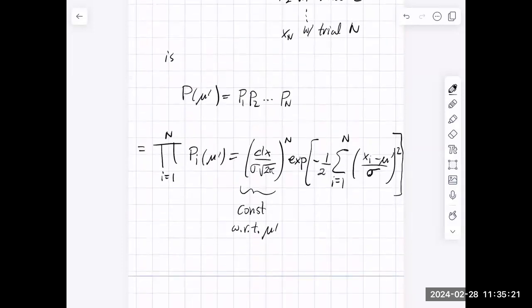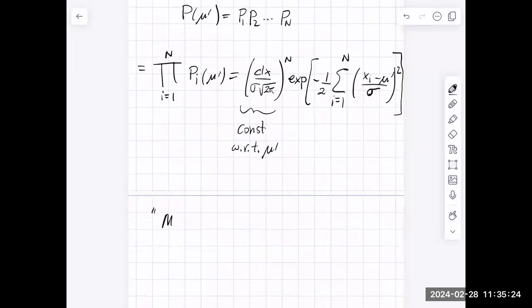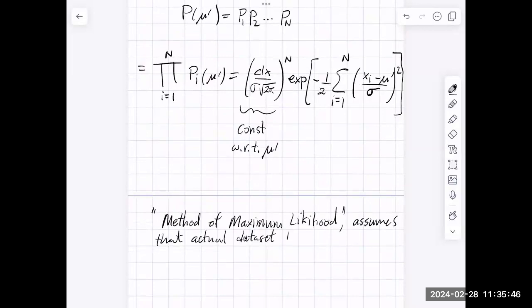So what we're going to do is we're going to say the method of maximum likelihood assumes that the actual data set and value of mu prime give the maximum value of p of mu prime.